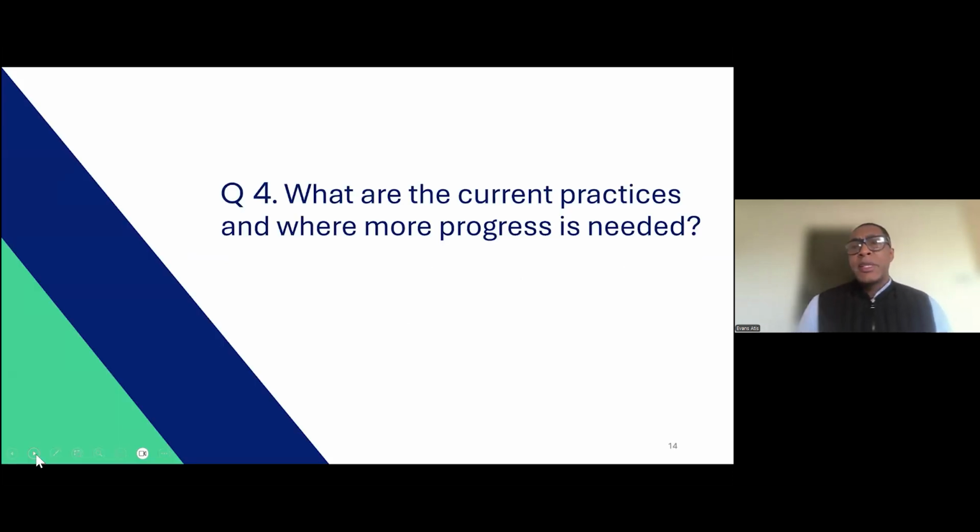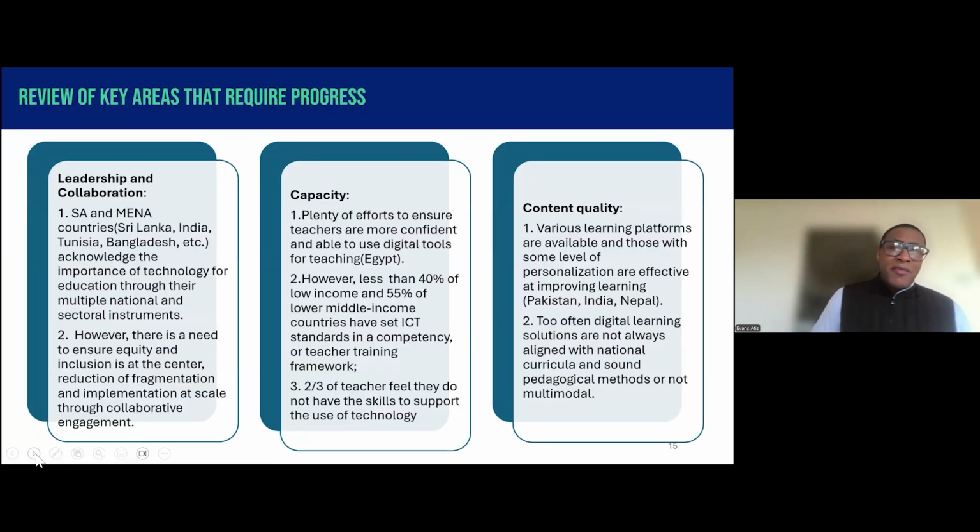Now, the fourth question is: what are the current practices and where is more progress needed? We have looked at different entry points in terms of leadership and coordination. We see that countries in South Asia and MENA, in terms of master plan strategies, give a quite high value to technology, which is a very good thing. The other point is how we are ensuring equity and inclusion is at the center of those strategies, but also, when it comes to implementation, how we reduce fragmentation and how we go to scale. This is where I was saying that we need additional research on implementation approaches that are very effective to improve educational outcomes.